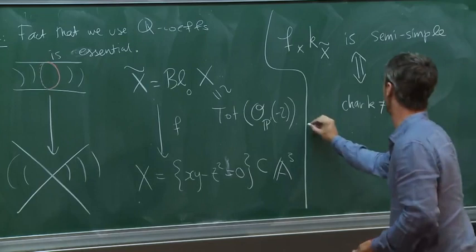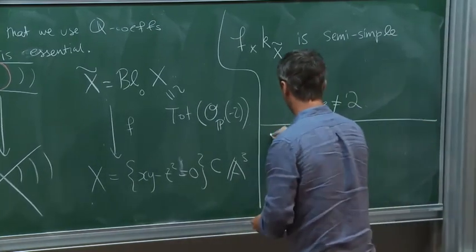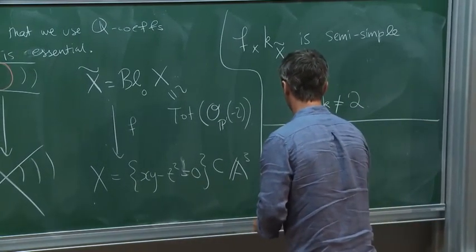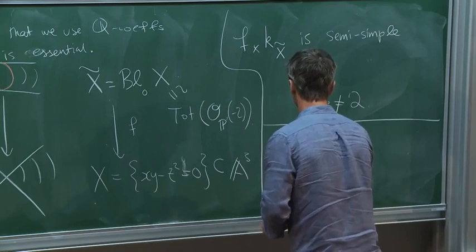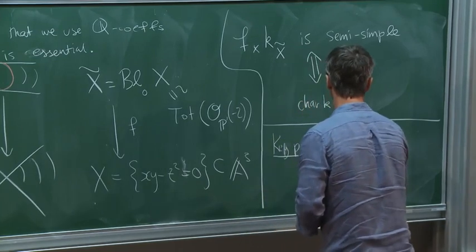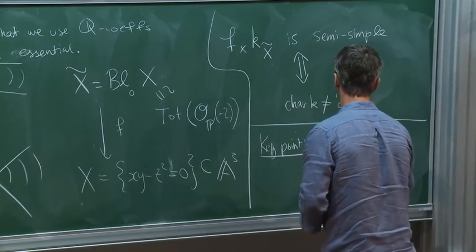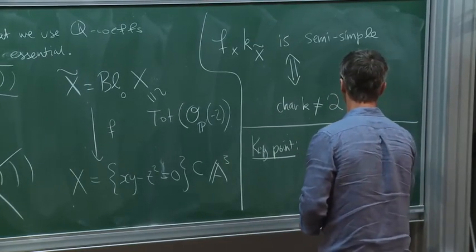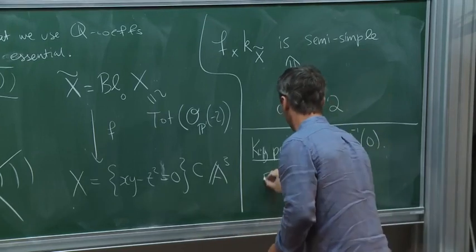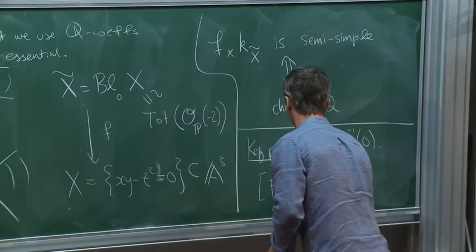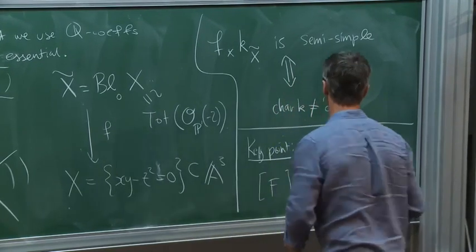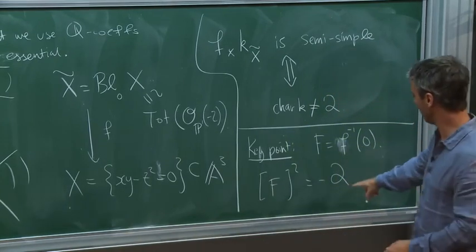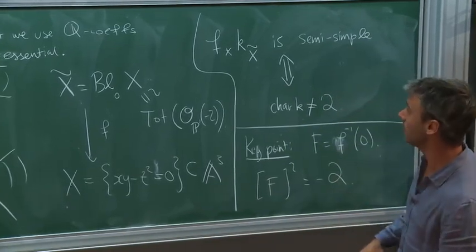As I said before, the key point is that if F is the zero section, then the self-intersection of F is minus 2. So in general, for any p dividing this, you'll have problems.